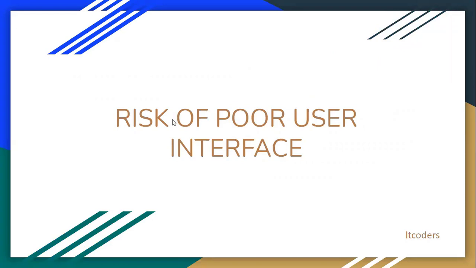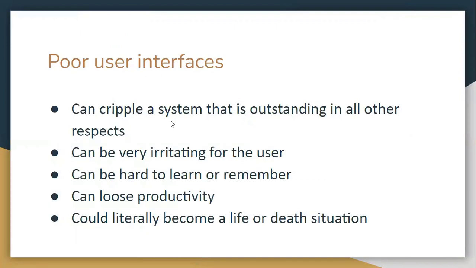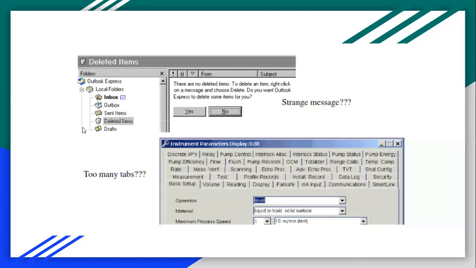Then let's see what the risks of poor user interfaces are. Poor user interfaces can cripple a system that is outstanding in all other respects, and can be very irritating for the user. They can be hard to learn or remember, can lose productivity, and could literally become a life or death situation. These are examples of poor interfaces. In this figure, you can see too many tabs, and also examples of strange messages.